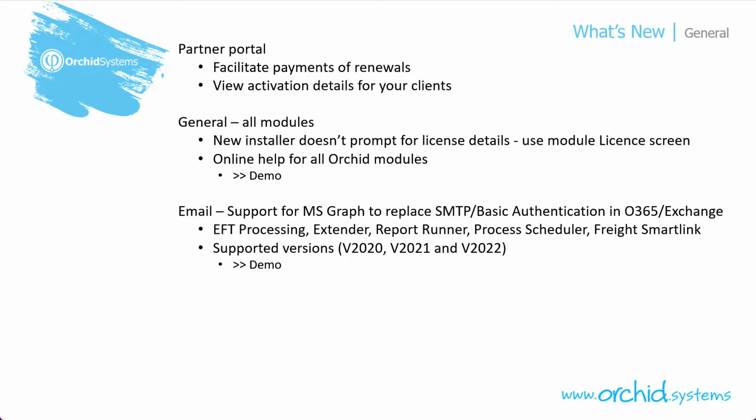And with Microsoft stopping basic authentication and sending emails via SMTP, we have now included support for MS Graph, for EFT Processing, Extender, Report Runner, Process Scheduler, and Freight SmartLink. That is all our modules that send emails. And we have released a PU for supported versions only, version 2020, 21, and 2022. I'm now going to show you how this is set up in these modules.